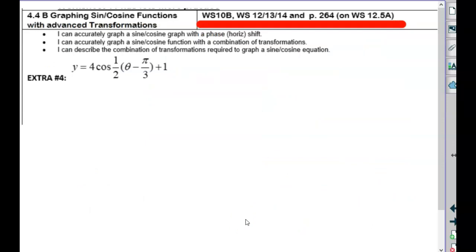The next section on the quiz is graphing with phase shifts and all that garbage. So tell me what I should write down about this graph before we start.